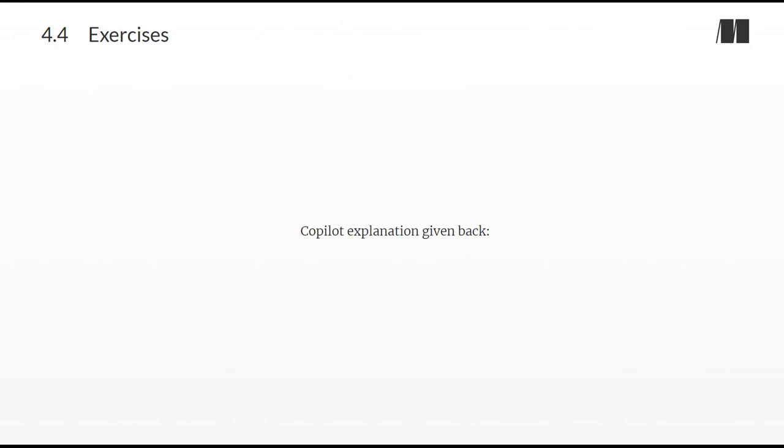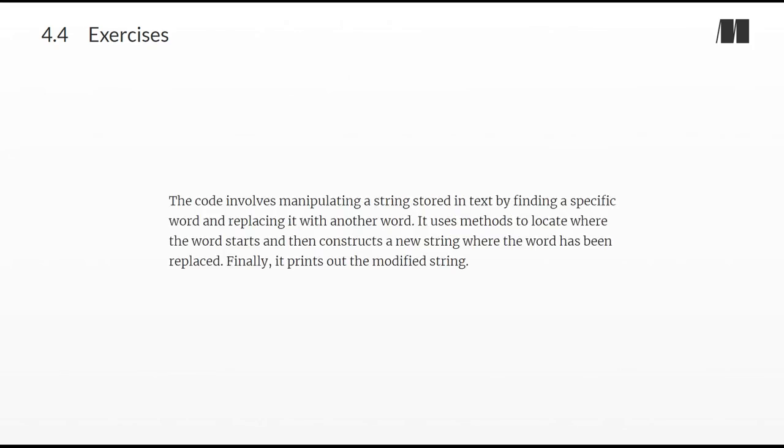Copilot explanation given back: The code involves manipulating a string stored in text by finding a specific word and replacing it with another word. It uses methods to locate where the word starts and then constructs a new string where the word has been replaced. Finally, it prints out the modified string.